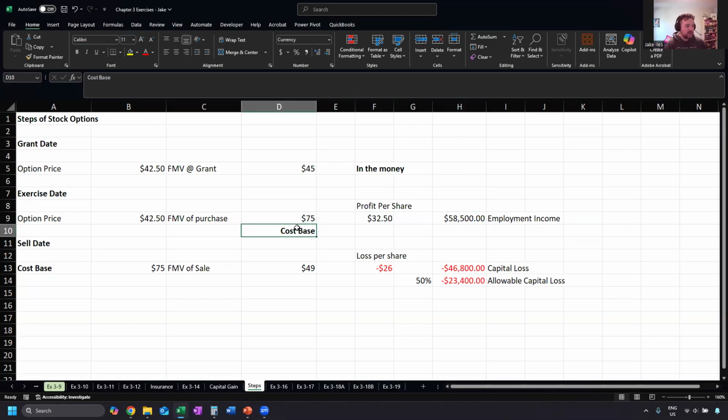That $75 becomes our cost base, that fair market value at purchase. So $75, we sold them at $49 per share. That's a loss per share of $26. The total capital loss was $46,800. Our allowable capital loss is half of that, $23,400. So we'll have an employment inclusion of $58,500 and an allowable capital loss deduction of $23,400. Again, allowable capital losses need taxable capital gains to subtract.